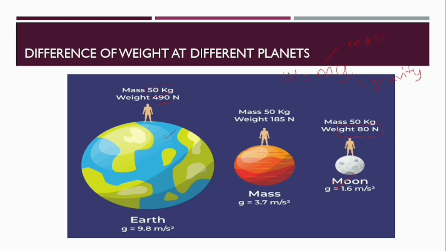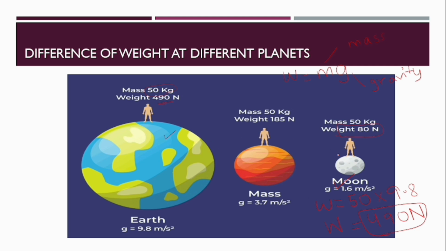So if a person has a mass of 50 kg, we can calculate his weight by simply W is equal to his mass, which is 50, and the value of gravity on Earth is 9.8. So we will obtain 490 Newton, which is the unit of weight. So his weight is 490 Newton.